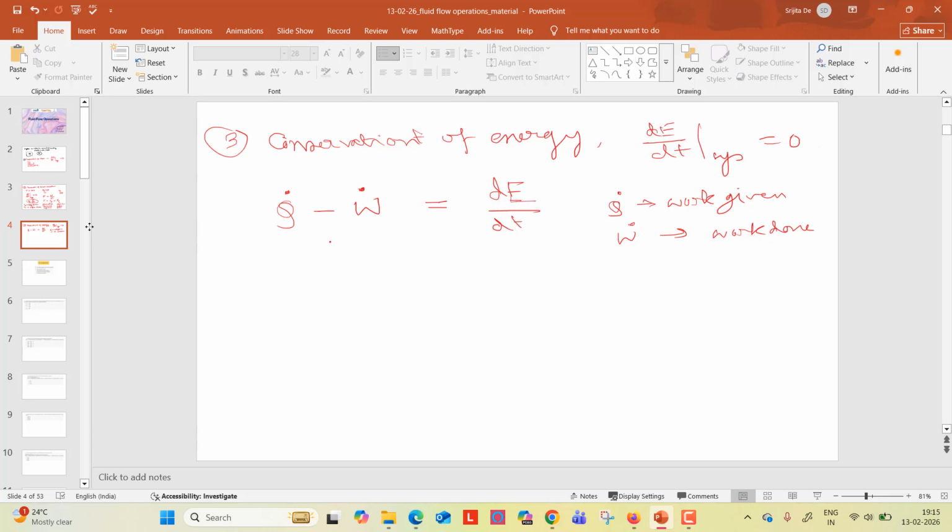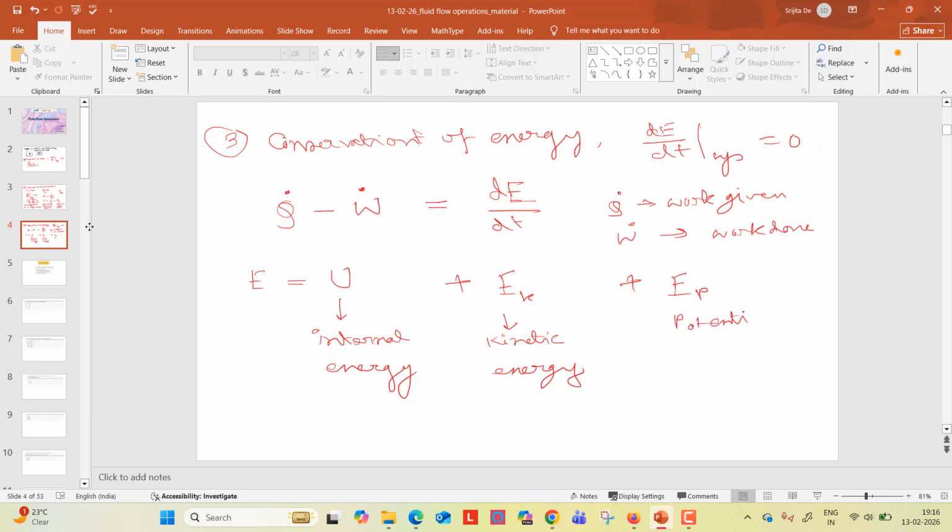Okay. And this E includes all types of energy, like U means internal energy of any system, EK means kinetic energy of any system, and EP means potential energy of any system. So all these things come under the conservation of energy.